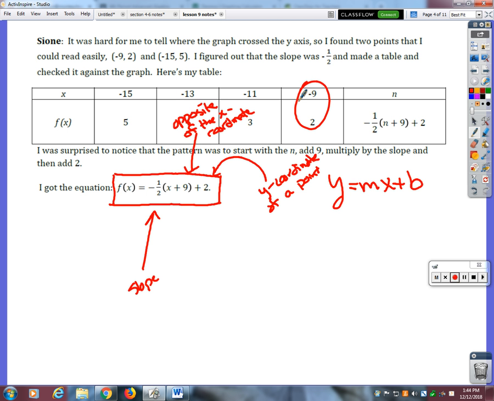But she also could have said negative 1/2 and then x plus 15 plus 5, and that would have been the same thing if she'd have used this point right here, the 15 and the 5. Okay? Or she could use the 11 and the 3 and go negative 1/2 times x plus 11 plus 3. Okay? So this is a new form of the linear equation that we're being introduced to a little bit.